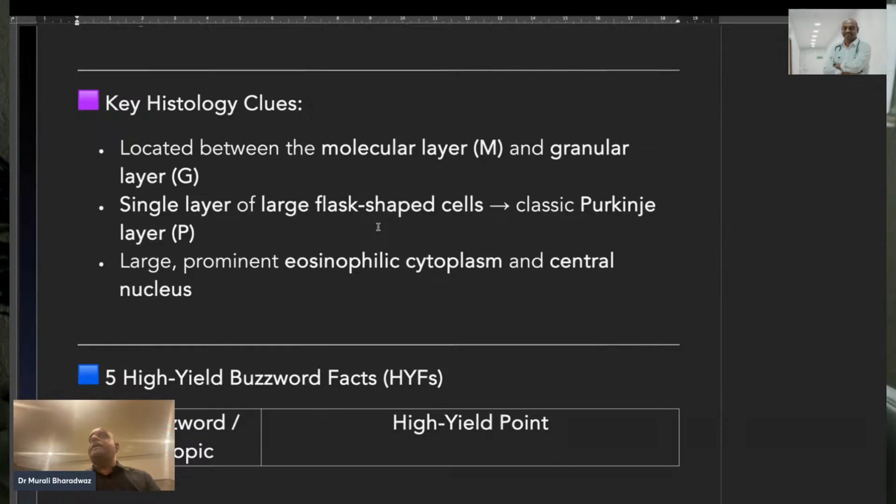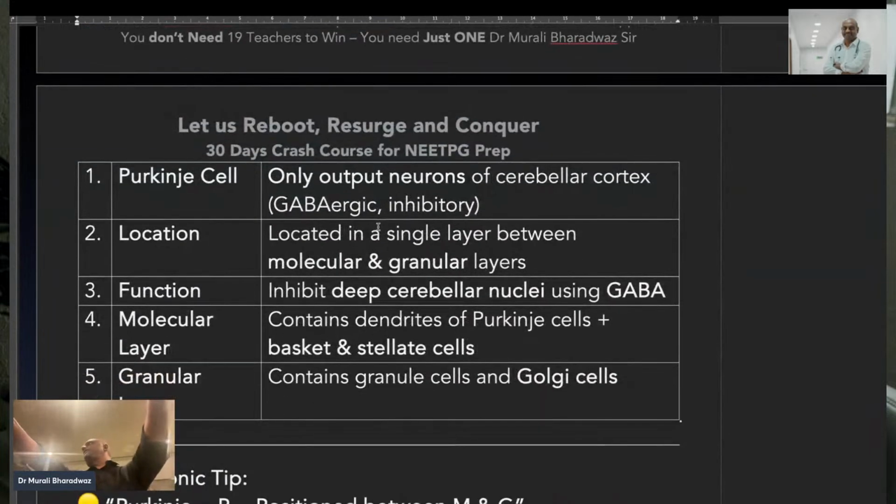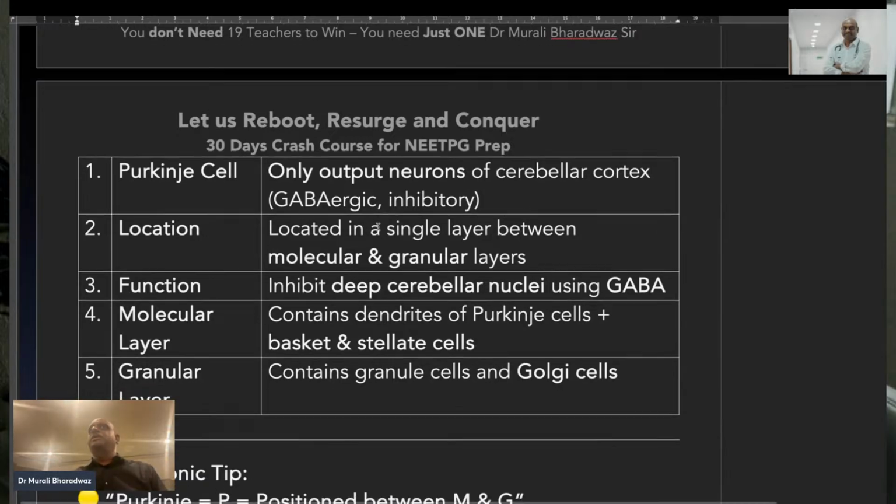What is the importance of Purkinje cell, doctor? It is the only spokesperson, like a Congress party spokesperson, or Amit Shah for BJP, is the Purkinje cell. It is the only output neuron of the cerebellar cortex. It is GABAergic and inhibitory. And it is located in a single layer between molecular and granular cells, is what you need to remember.